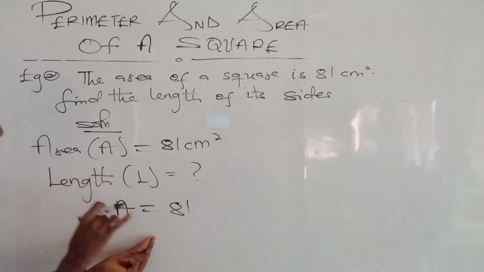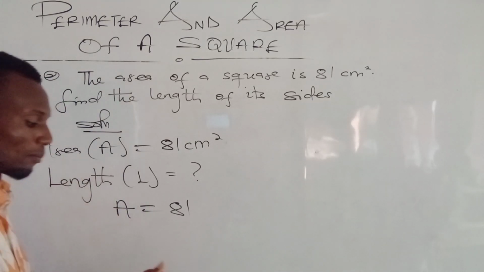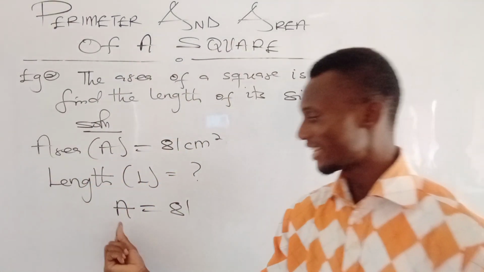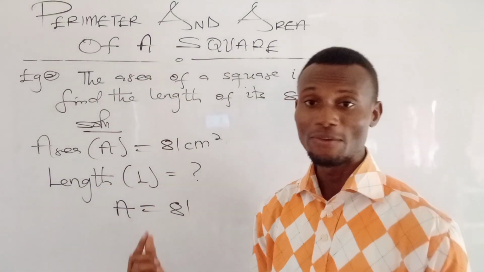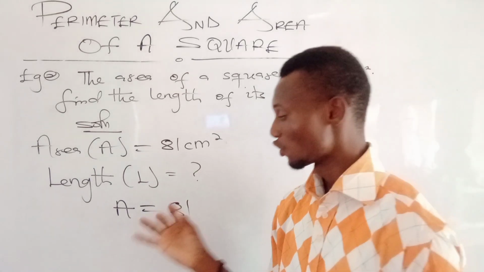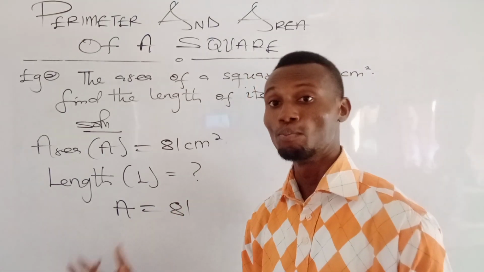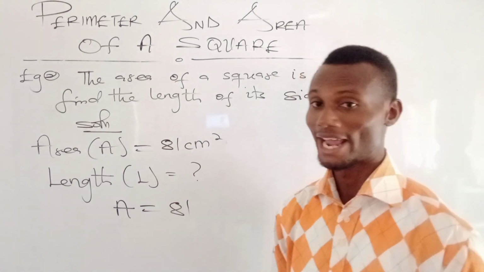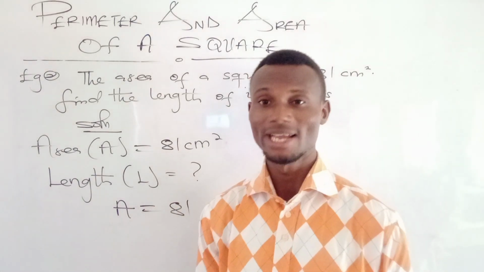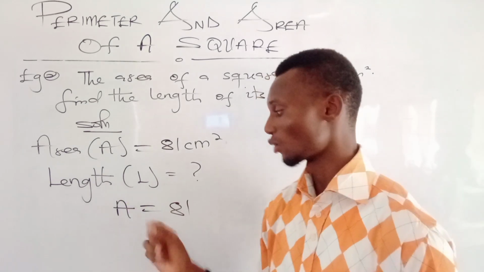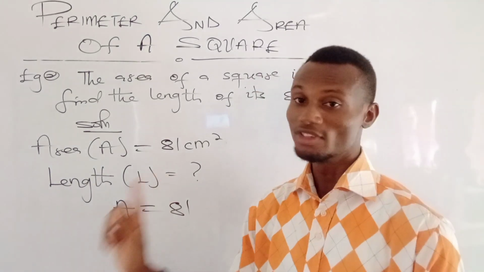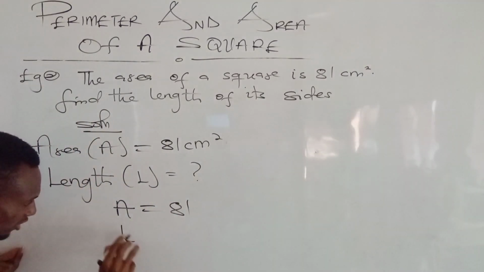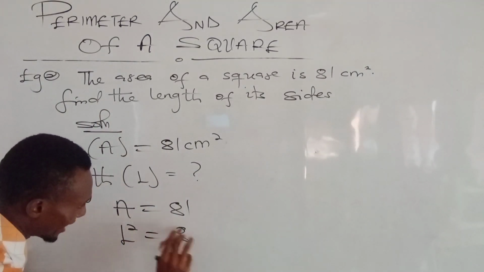Now, in place of the A, we can put the formula for finding the area of a square, because this A represents the area of a square. We know that the area of a square is L squared. So in place of this A, I'll put L squared there. So let's go ahead. My L squared equals 81.